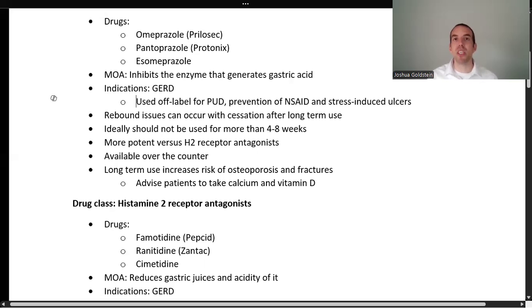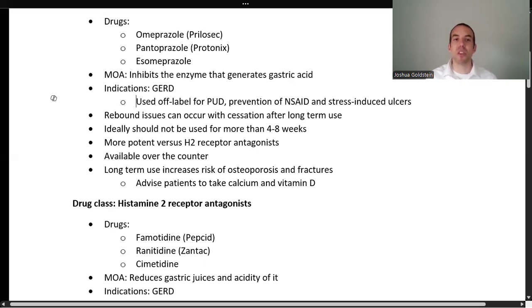So if a patient is otherwise healthy and I want to knock out this issue quickly, I might go with a PPI. If a patient has other issues going on, then maybe I'd rather go with the more gentle medication, which is the next one we're going to talk about, the H2RAs, because if that gets the job done, we'd almost always rather the more mild medication if it will get the job done. Again, these are available over the counter.